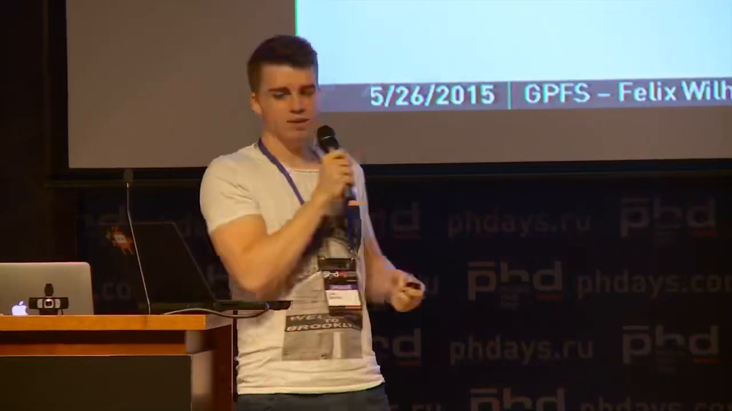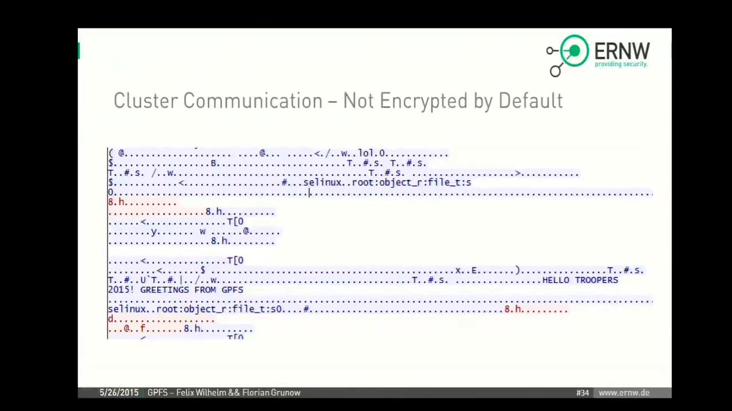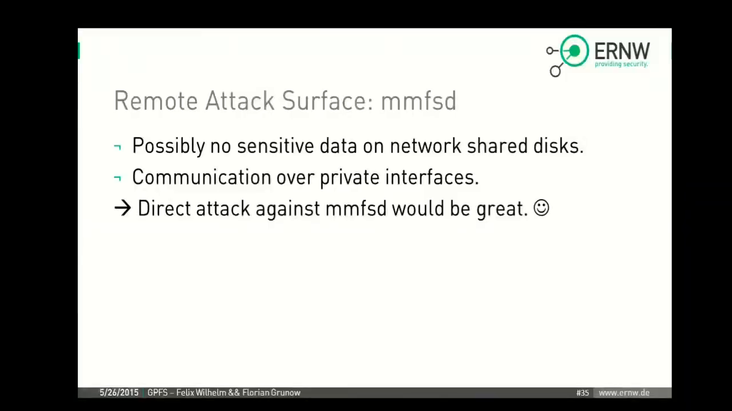And what's interesting, if you look at the cluster communication, so just open Wireshark and look at GPFS communication, you can see that by default, all file accesses are completely in clear text. So if somebody is writing into a file or some file on a network shared disk is manipulated, you will simply see it in clear text. This is quite nice, but still, it might be a possibility that there's no sensitive data on network shared disks, so we won't see anything interesting.